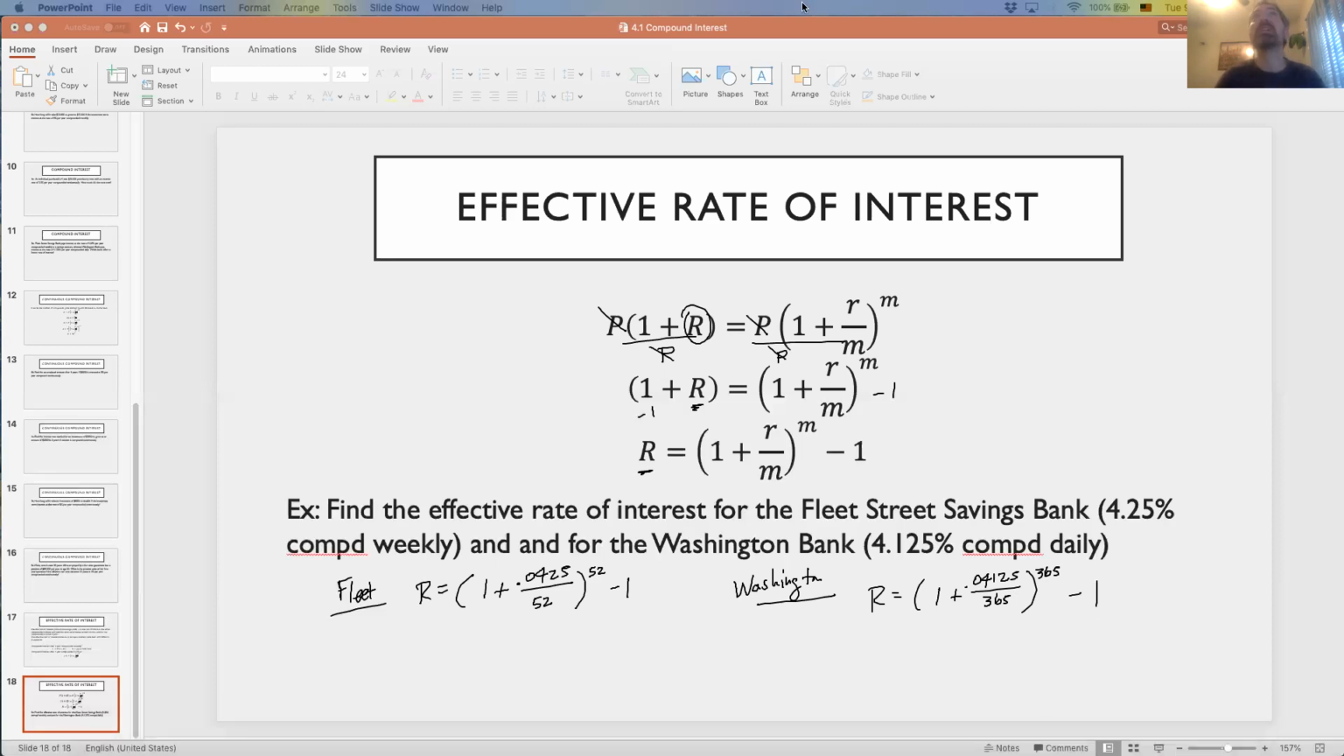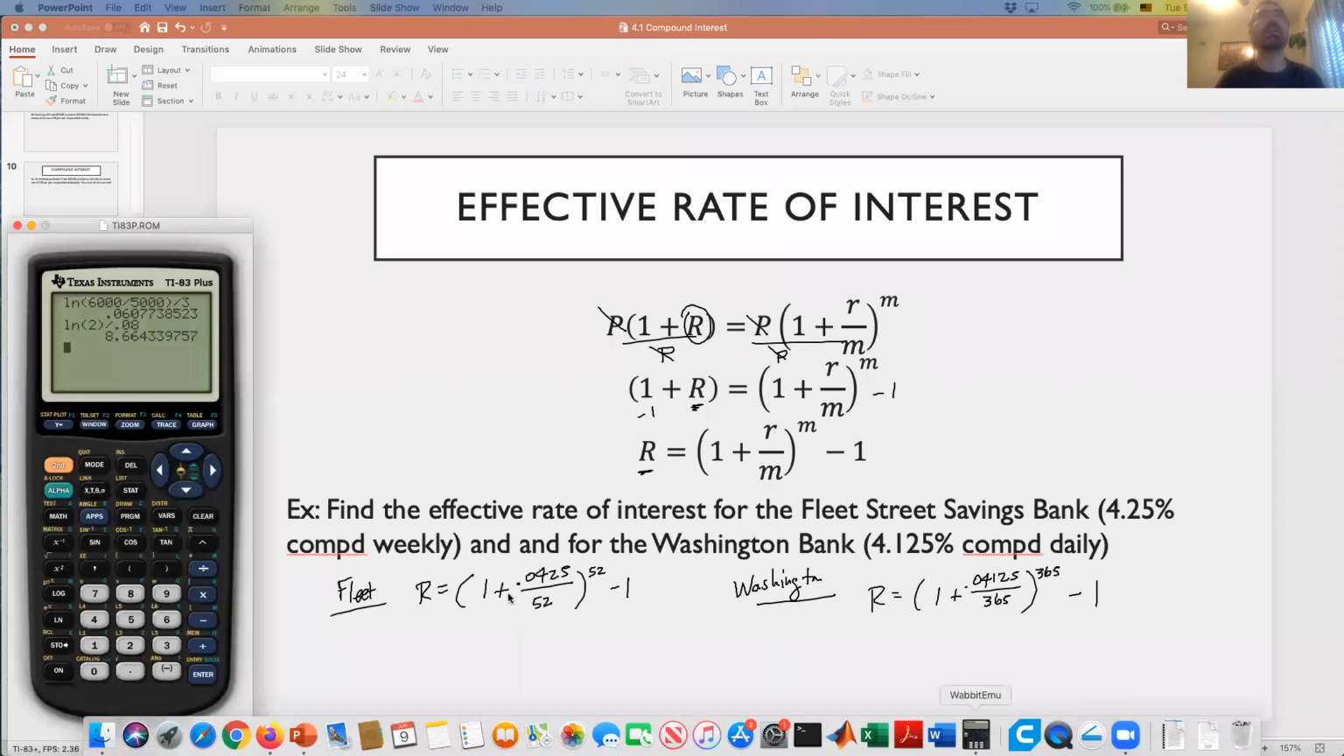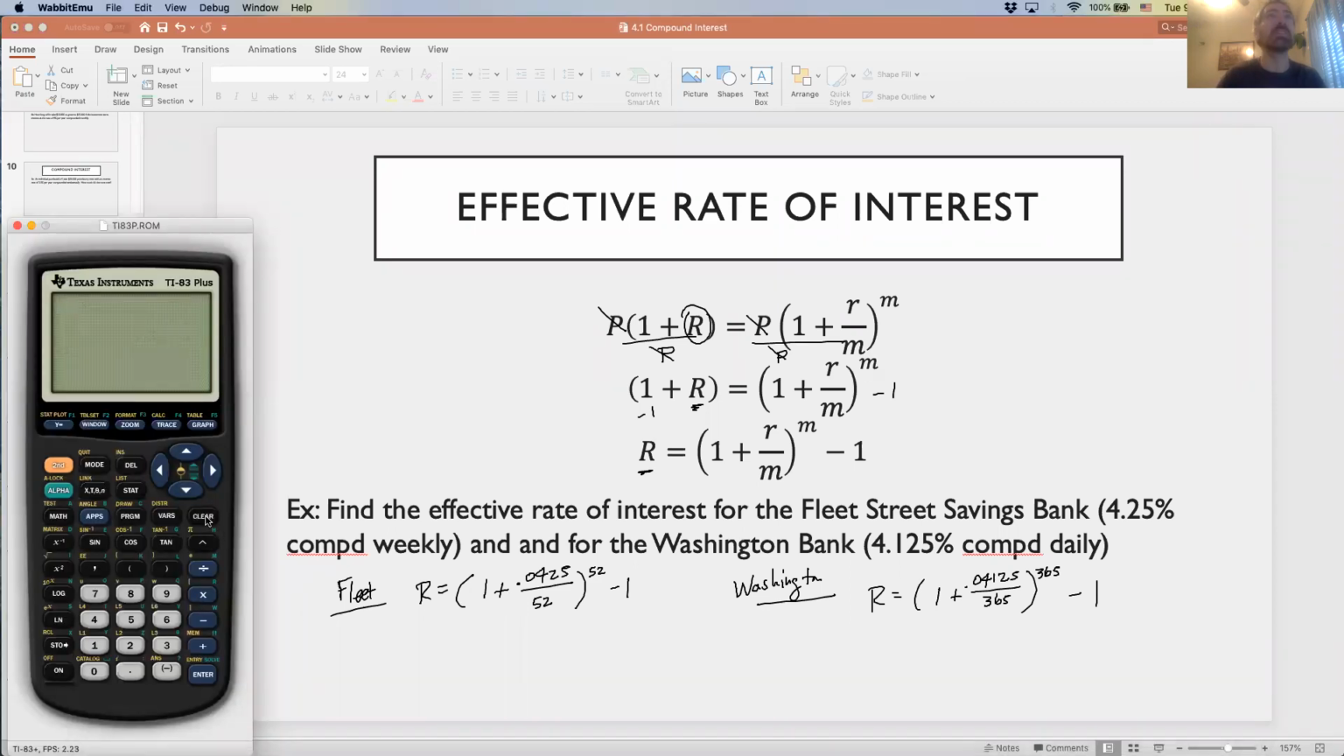All right, once we have that formula set up, then we can use the calculator to simplify these calculations. So we've got 1 plus 0.0425 divided by 52 raised to the 52 minus 1. That gives us the Fleet effective rate of interest. And while we're on the calculator, we can go ahead and do the Washington Bank. 1 plus 0.04125 divided by 365 raised to the 365 minus 1.